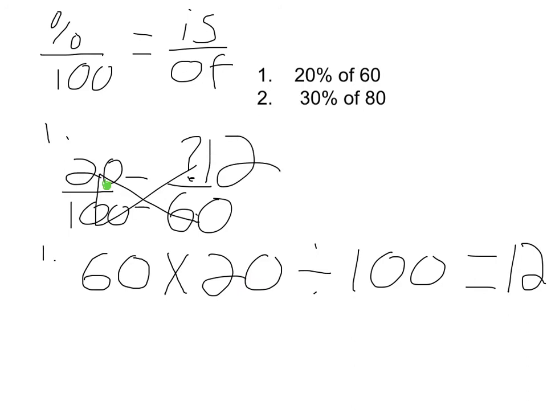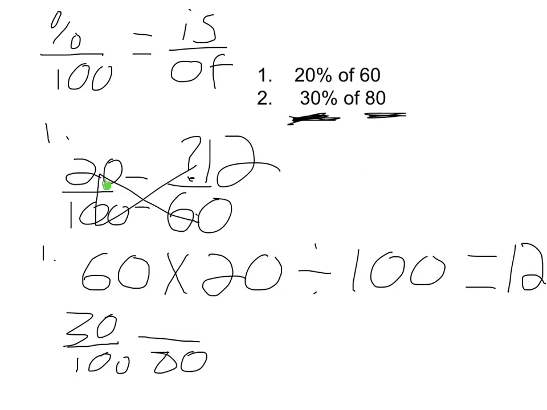Number 2, again, I know I'm going to have my percent. I know the denominator is 100 because the percent's always the denominator. I've got my 30%, and I've got an of 80. Let's make another fish. Times, divide, equal. Oh, I did my fish right. I ended where I needed to.